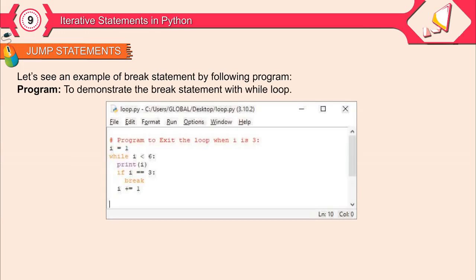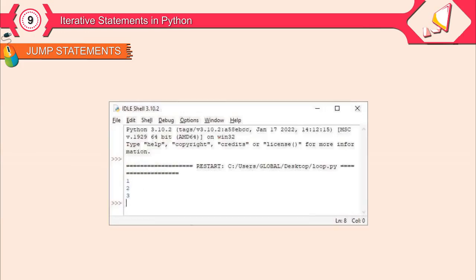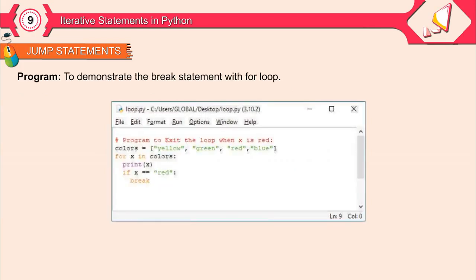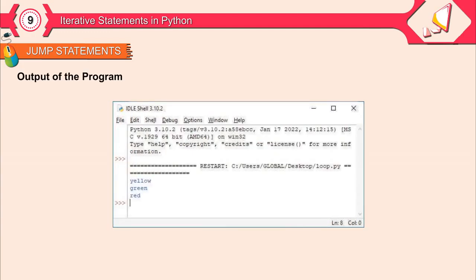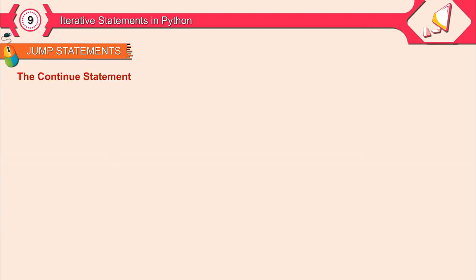Let's see an example of break statement by following program. Program: to demonstrate the break statement with while loop. Output of the program. Program: to demonstrate the break statement with for loop. Output of the program.